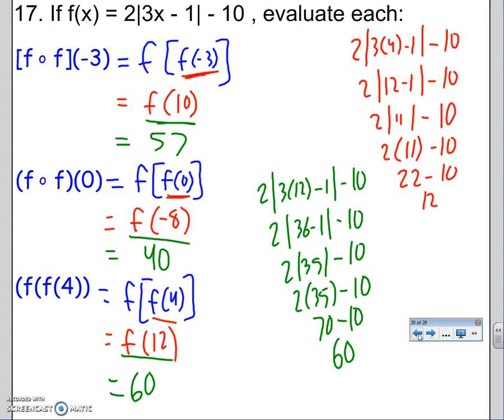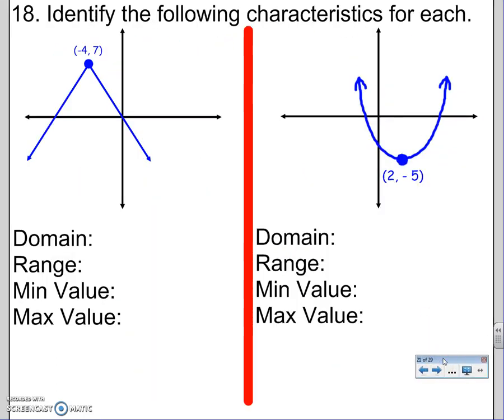We just finished 17, so now we're going to 18. Identify the following characteristics for each. On the left, we have an absolute value picture. It's a V. The domain is left to right. It goes left forever, negative infinity, open. It goes right forever, positive infinity, open. Or you can say all real numbers.